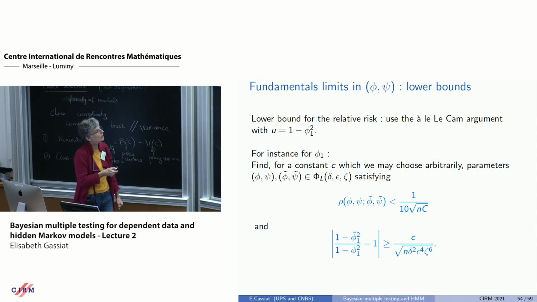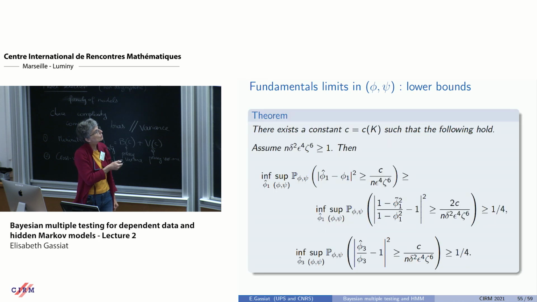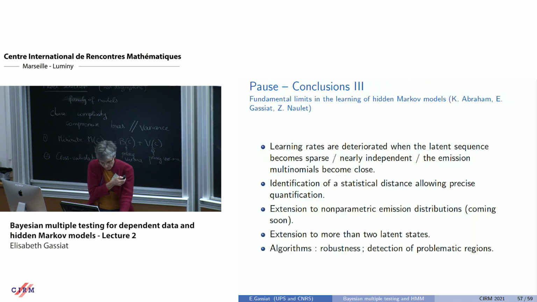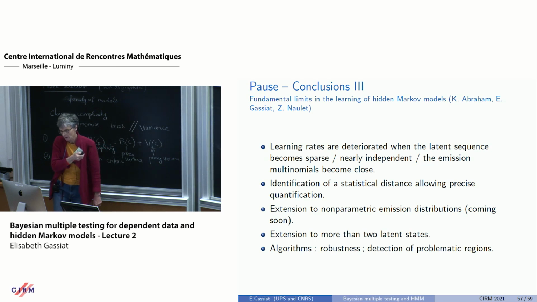So we use the Le Cam argument, and then, for instance, for phi 1, this is how to do, and then this gives individual bounds, lower bounds for each parameter. So this is the end of what I wanted to tell about the fundamental limits.